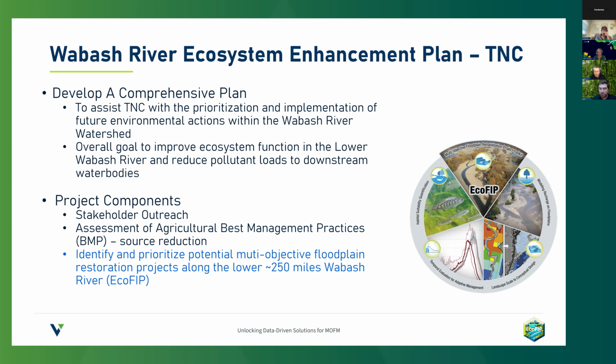And then we performed a BMP assessment for looking at agricultural BMPs that were aimed to reduce nutrient loads at its source with on the field and edge of field practices. Today, I'll be focusing on the use of the EcoFIP tool and how we used it to prioritize floodplain restoration projects along the lower 250 miles of the river to help achieve some of these overall goals.